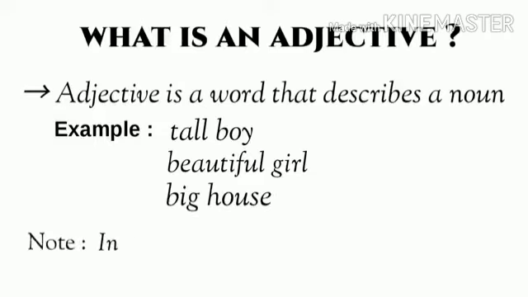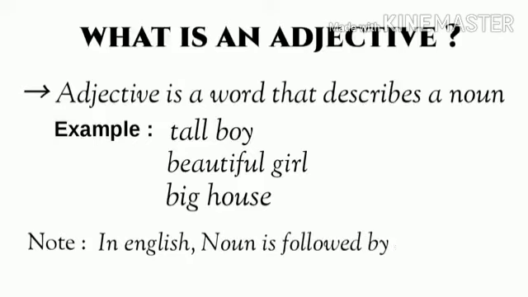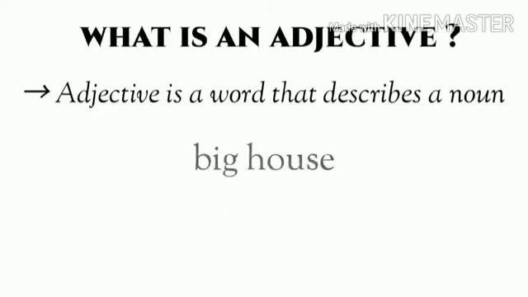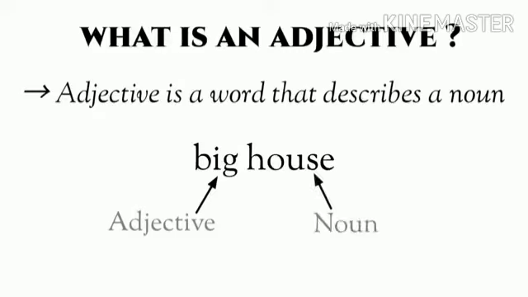Notice one thing, in English, adjectives come before the noun. First we say the adjective, then we say the noun. For example, big house. First we say big, the adjective, and then we say house, the noun. First adjective is said, then noun is said in English. But in Arabic, it will be opposite. Okay? Let's see how we use adjectives in Arabic.